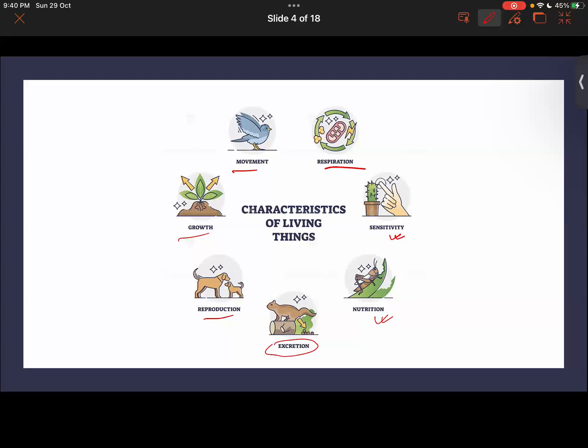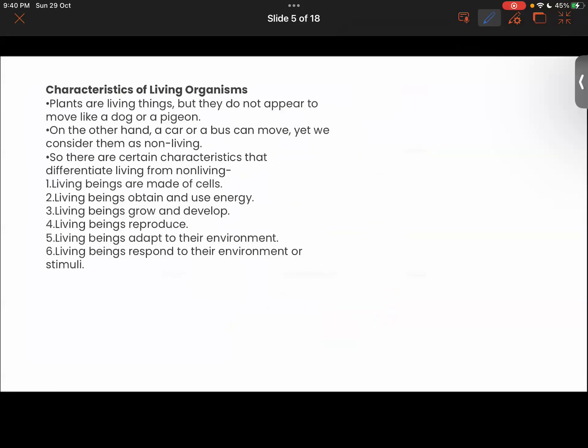Also, excretion is also a characteristic of living things, right? So that has been summed up over here. Remember that, you should actually remember that, because this question can simply come to you, right?